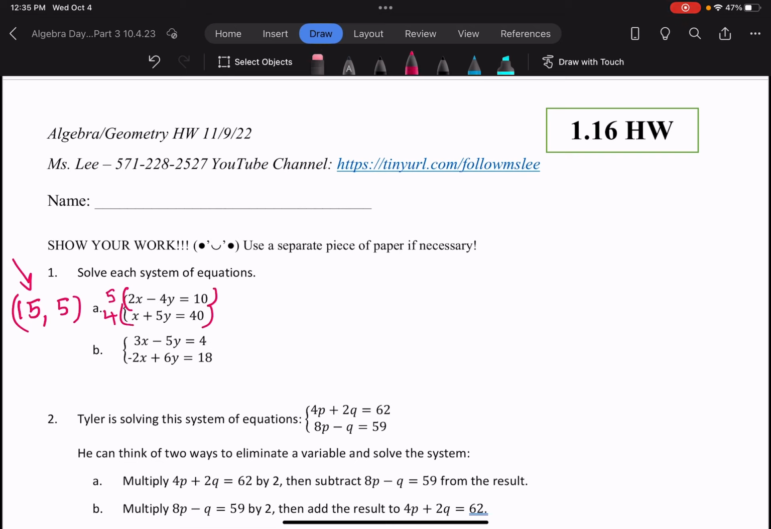Let's take a look at the next one. So the next one has opposite signs in the y values and opposite signs in the x values.